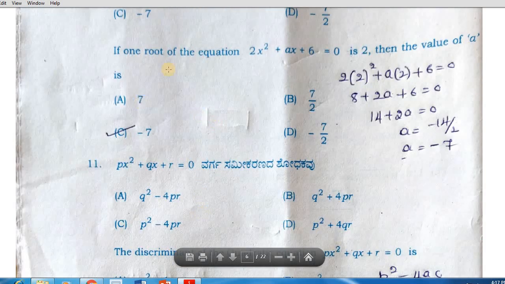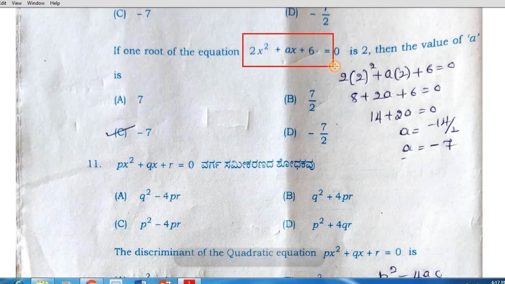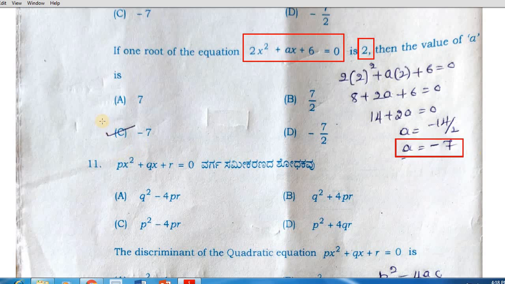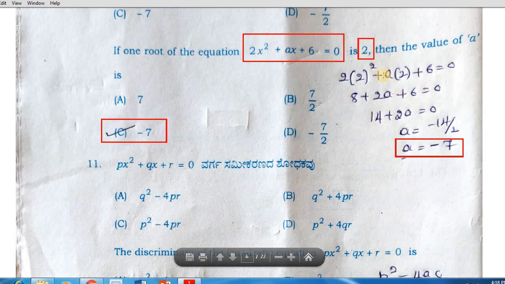Question number 10, children. One root of the equation 2x square plus ax plus 6 equals 0 is 2. Then the value of a is. See here, one quadratic equation is given and one of its roots they have given, that is 2. I have said many times every quadratic equation has two values. One value is given. That value, put it in the place of x. See, I have done it here. In the place of x I substituted the value and I got a equals -7. And for this question the right answer is option C, -7. If you want a proper explanation you just go through this. Otherwise let me explain now.